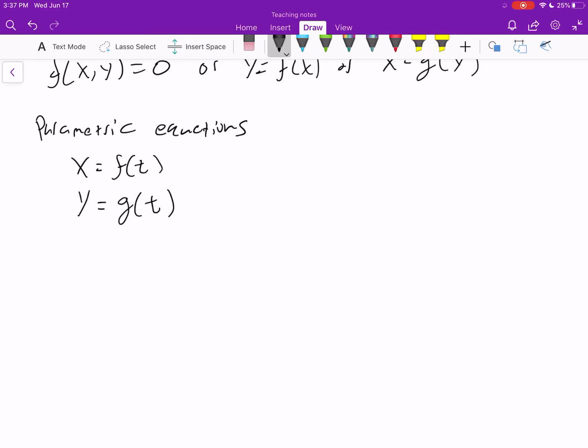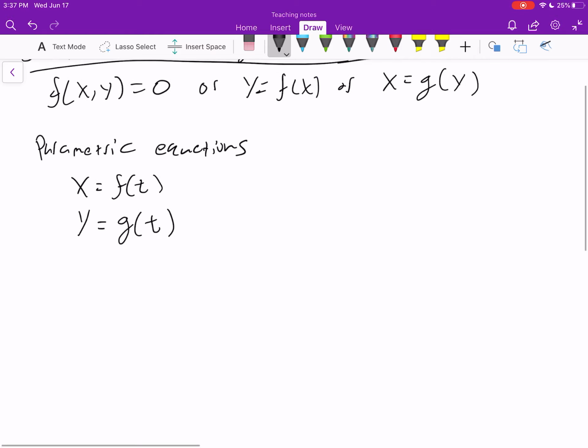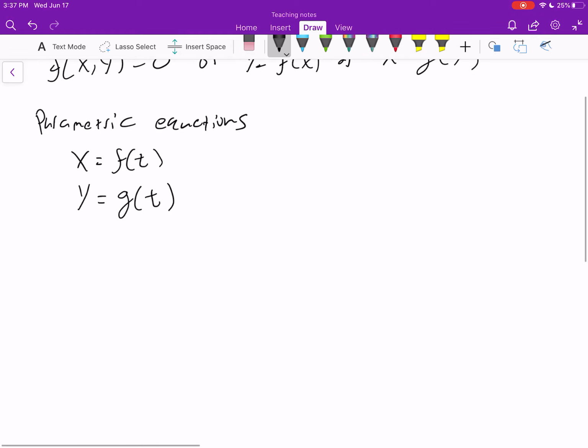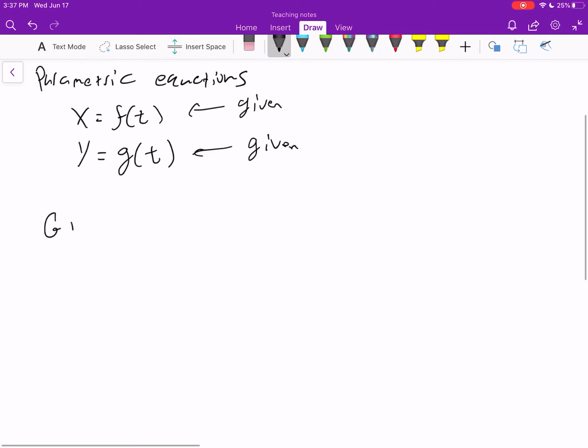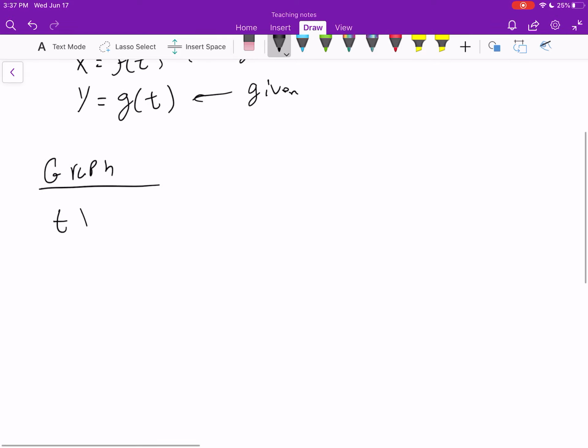The idea is that being able to write this down lets you do a brand new class of problems where you couldn't write down a function for some of these curves. These will be handed to you in any problem. You can graph these if you need to. You'll make a chart where you plug in values of t, so t equals -2, -1, 0, 1, 2.